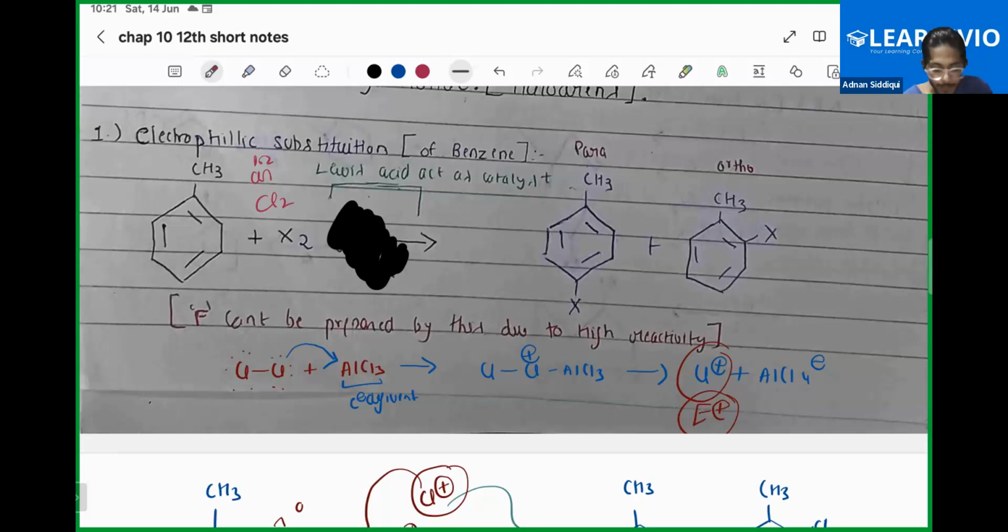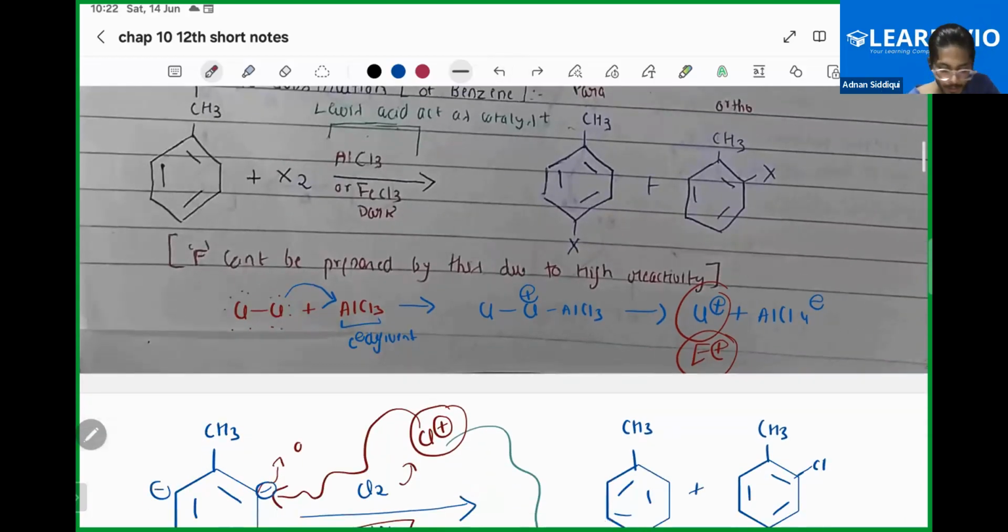So if I am seeing this Cl2 or Br2 as an individual species, they are not electron deficient enough. They are not strong enough to attack a compound which is very stable. So our first step is going to be what? We will make this Cl2 or Br2 into a strong electrophile with the help of our Lewis acid or catalyst, right? So I will use AlCl3 or FeCl3 with my Cl2 or Br2.